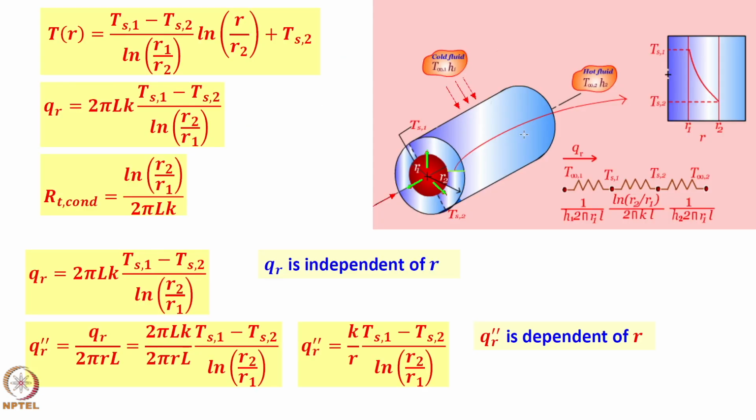So, Q double prime, which is the heat flux, which is Q_r by 2 pi rL, is just going to be k by r times Ts1 minus Ts2 divided by log of R2 by R1, and this r will get cancelled. So, the heat flux is going to be independent of r, the r will get cancelled. Okay.